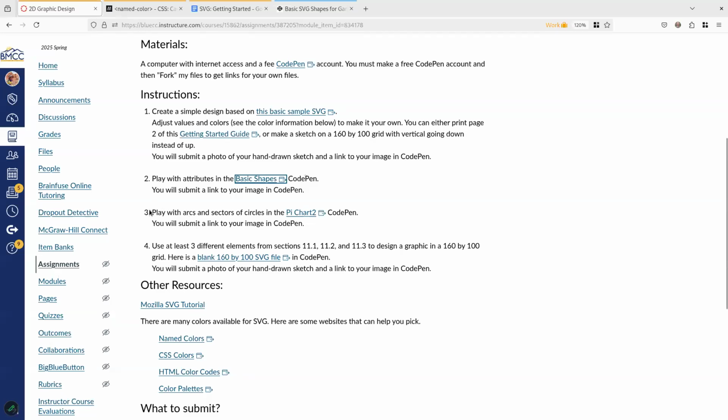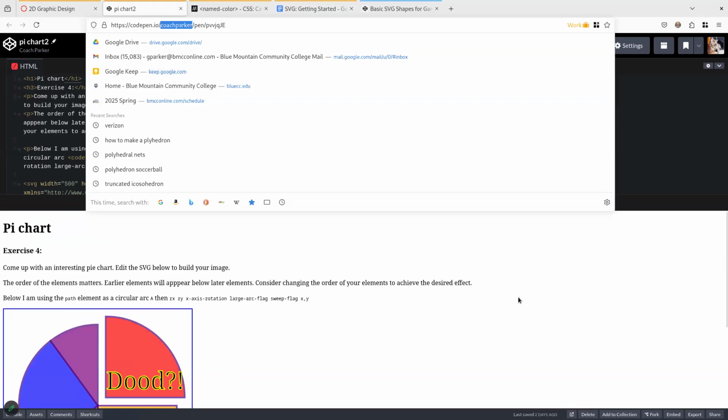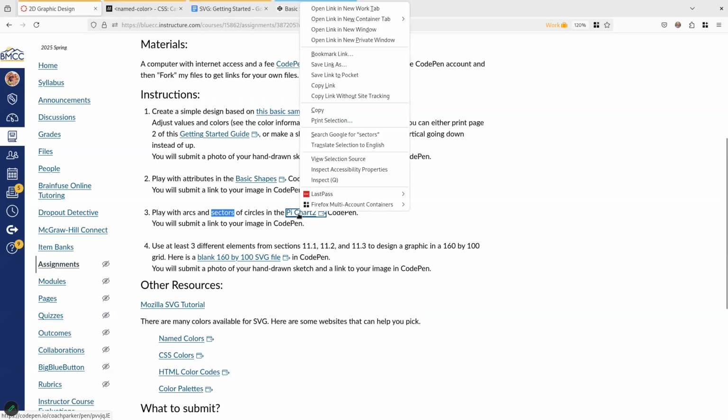All right, so this is part 3. We are now going to play with arcs and sectors of a circle with the pie chart one. So when we first select it, it's a code example that belongs to Coach Parker. And so it's important that you choose fork to make it your own, and you need to be logged into CodePen for that to happen. So I'm going to jump into my other CodePen account to do that.